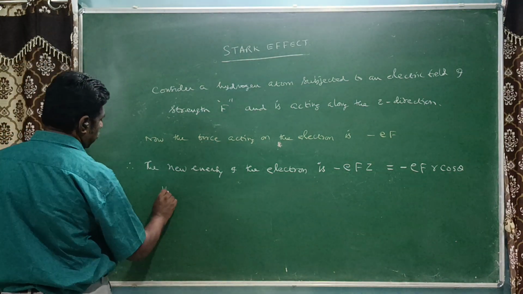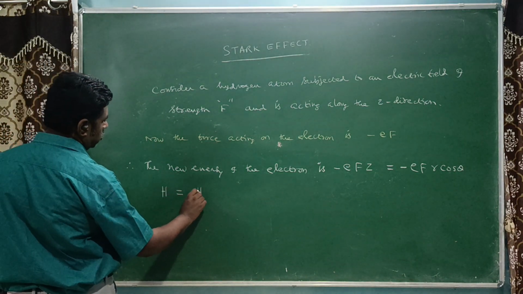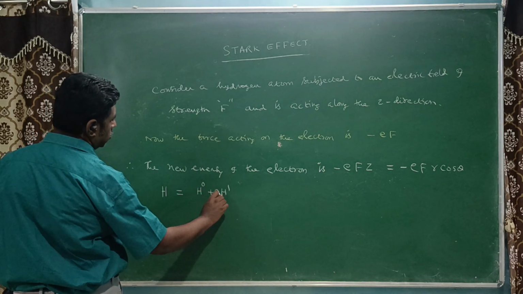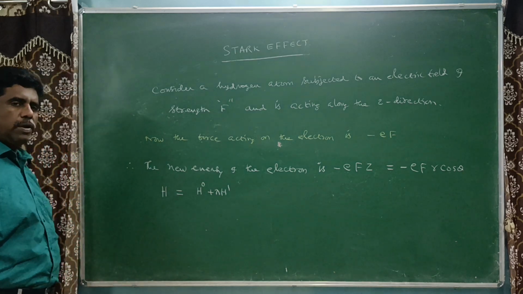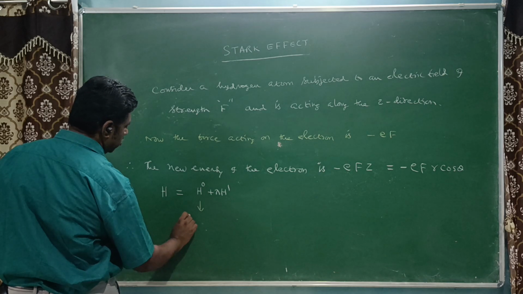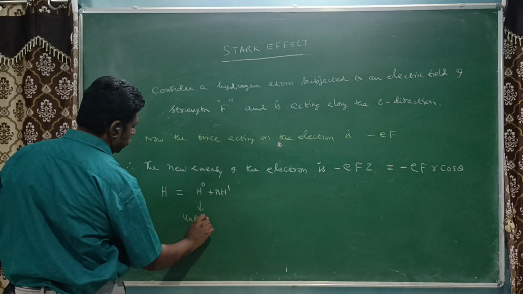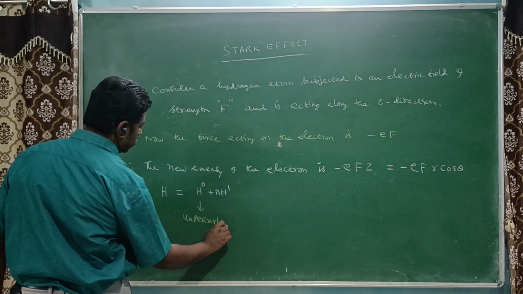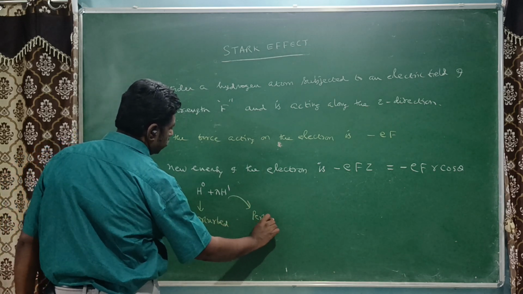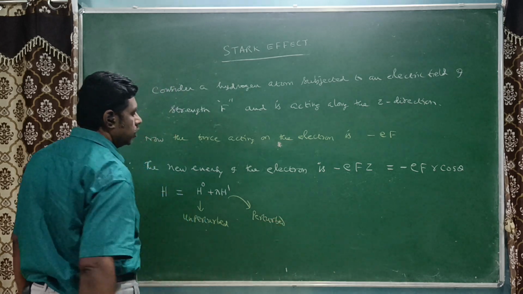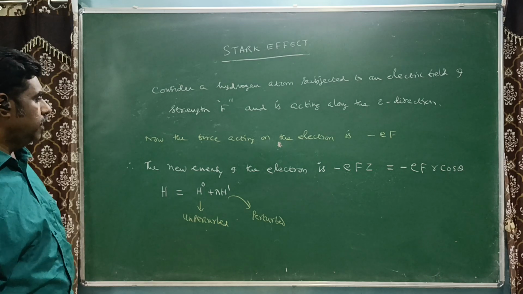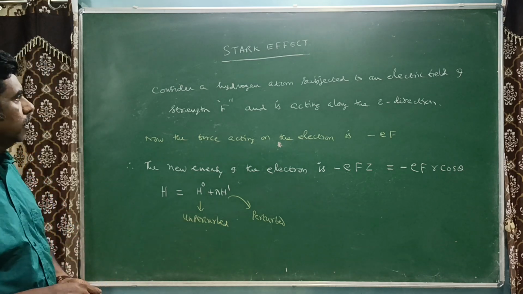The Hamiltonian is H0 plus lambda into H1. Here H0 is the unperturbed Hamiltonian. Lambda into H1 is our perturbed Hamiltonian. The total Hamiltonian H is equal to H0 plus lambda into H1.